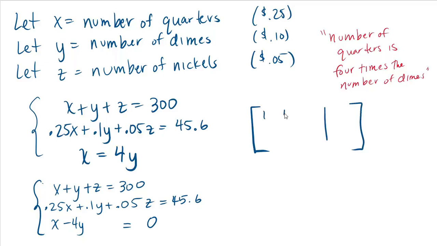The first row would be 1, 1, 1, 300. The second row would be 0.25, 0.1, 0.05, 45.6. And the last row would be 1, negative 4, 0, 0. Put that into your calculator and use RREF to get this into reduced row echelon form.